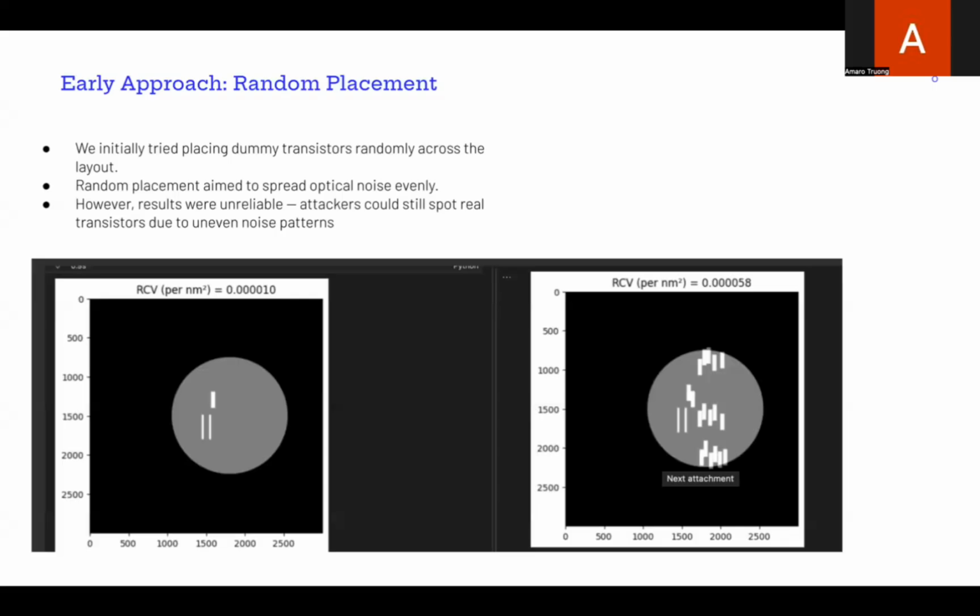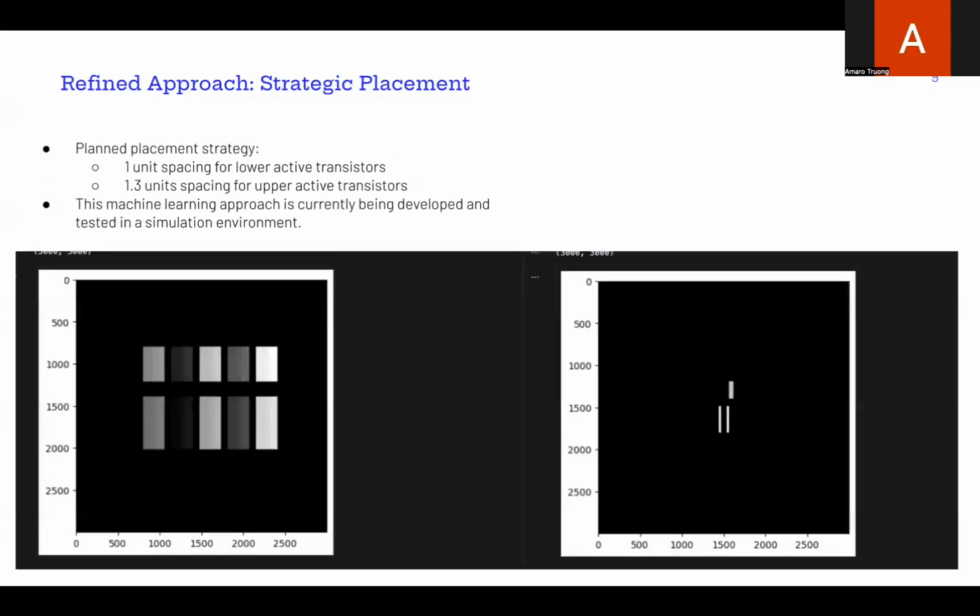So how did we combat this? Currently, the research is kind of wrapping up. The approach that we settled on was a refined approach called strategic placement. Strategic placement uses dummy transistors, but is not random. Basically, it takes the real transistors and we place dummies on the left and right of the real transistors.